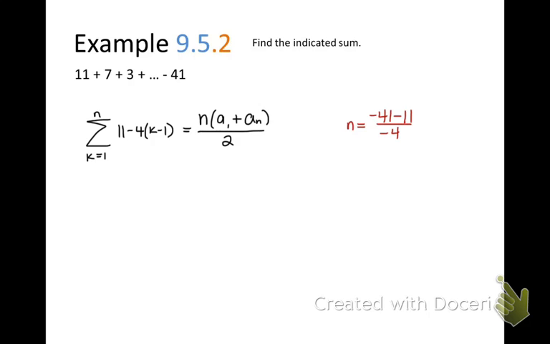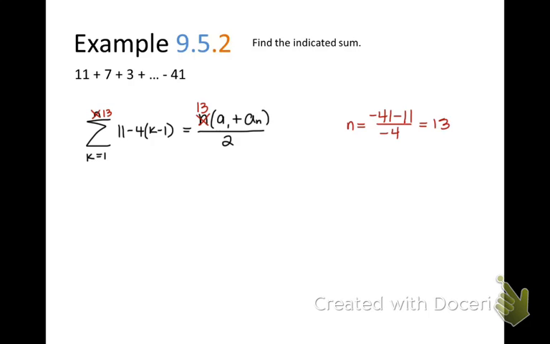So I do that. I get negative 52 divided by negative 4, which is 13, right? So that means that I have subtracted 4 13 times, which is my n value then. So what I can be doing is coming back over here and replacing n with 13, and that means I can replace this n with 13 as well, right?